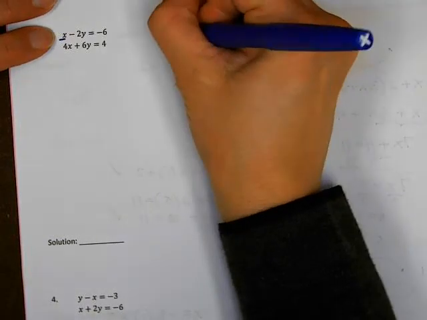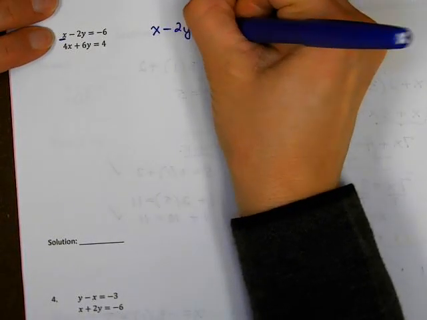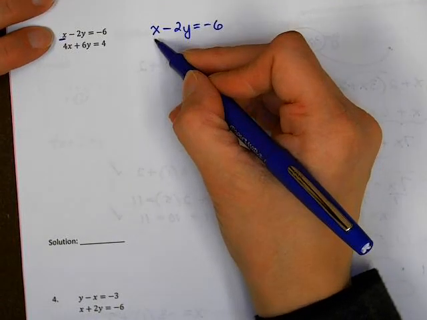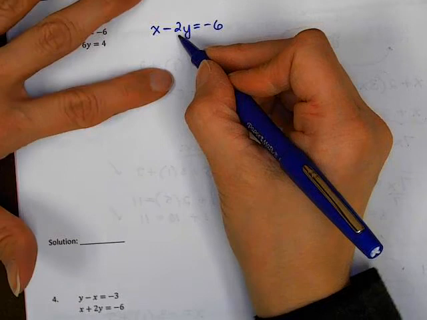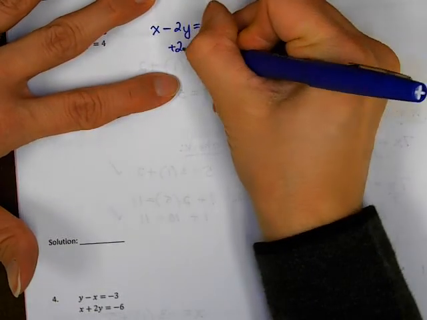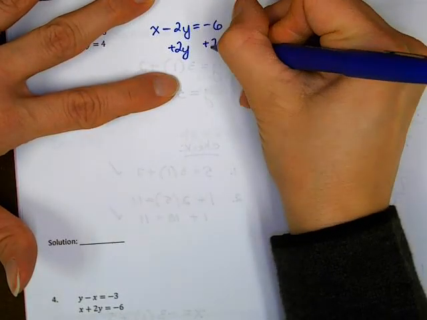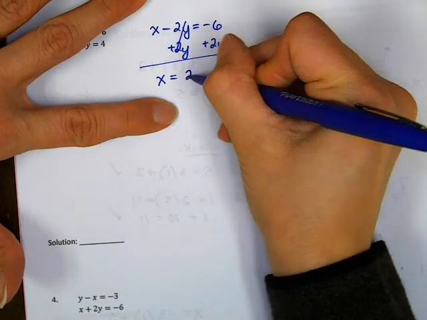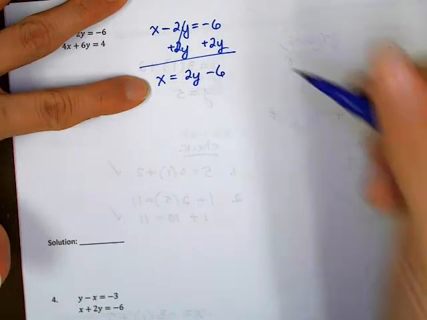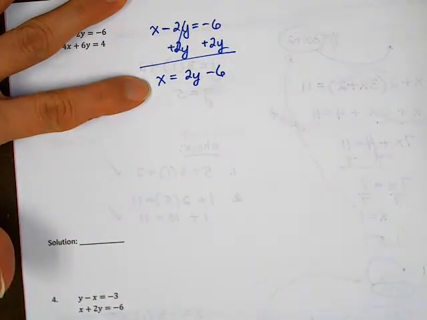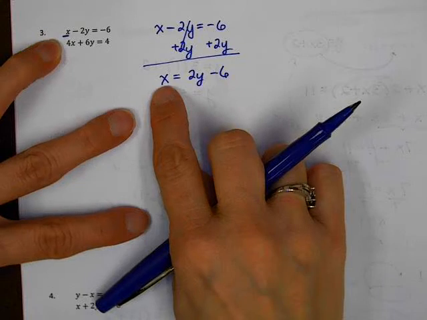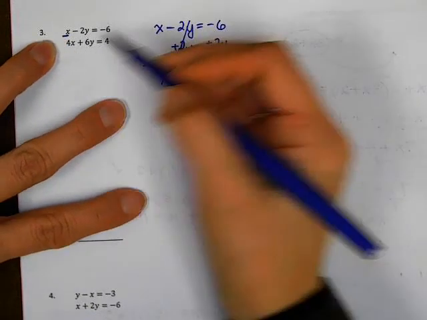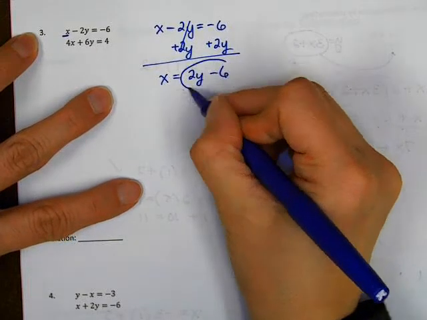So let's go ahead and write this first equation down. The way that I would isolate x would be to simply get rid of the -2y. If I add 2y to the left, I have to add 2y to the right. So x is equal to 2y minus 6. That did take us a little bit of work to isolate one of the variables, but this was the easiest variable to isolate. So I've got x equals.